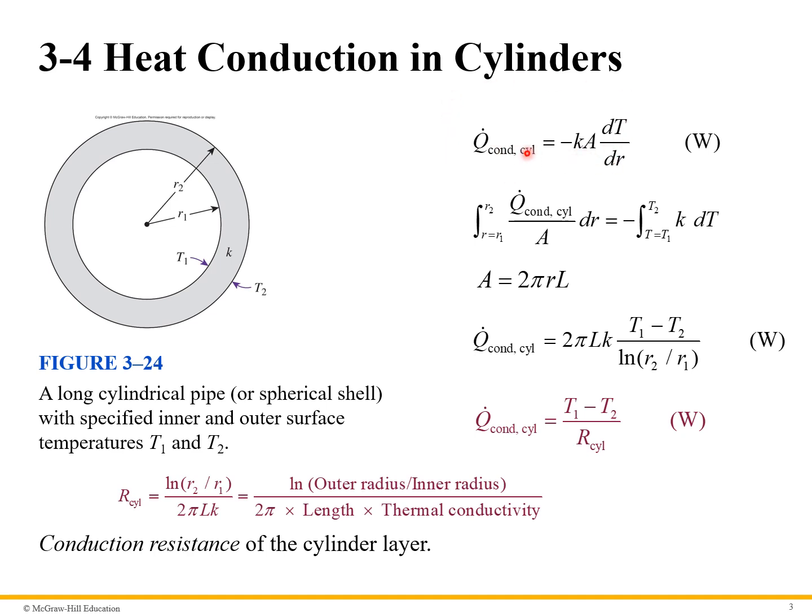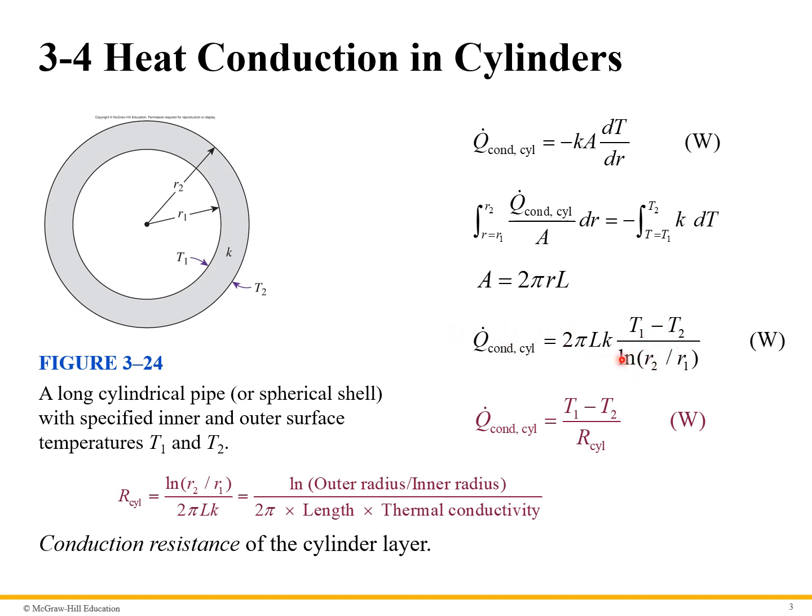We can multiply through by dr and then integrate on both sides. And here we recognize the area for a cylinder is 2 pi r times L. So when we integrate this, it comes out to a very simple familiar formula.